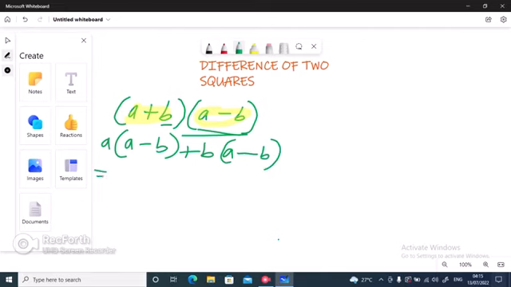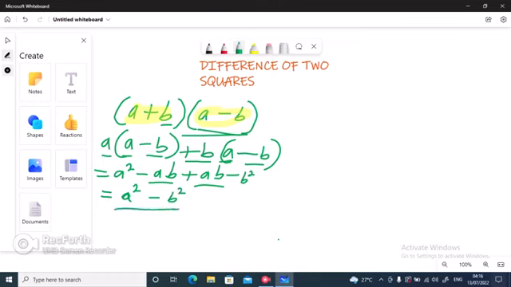So which will give us A here times A here, we have our A square. Our A here times our minus B, we have our minus AB. Our plus B here multiplied by A, we have our plus AB, minus our B square. So we have A square, minus AB plus AB is 0. So we are left with A square minus B square. So here is the answer.